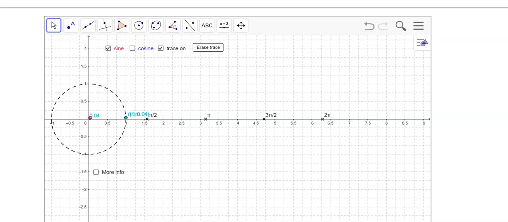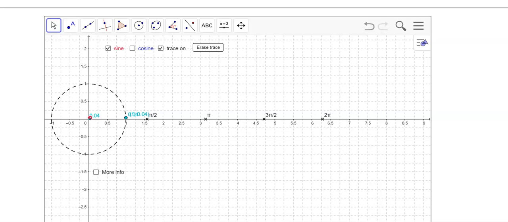So if we start on the x-axis, that coordinate point that we start on is 1 comma 0. So the y value is 0. Okay, what I'm going to do is move this cursor around the circle. And as I do that, you'll notice that it's following the y values, not the x, the y values.